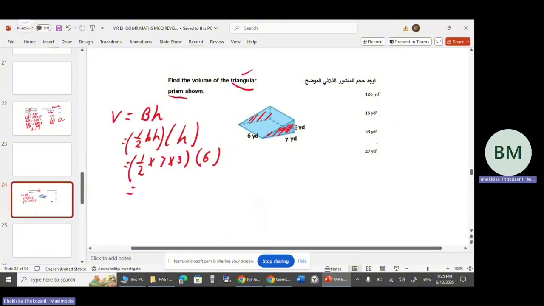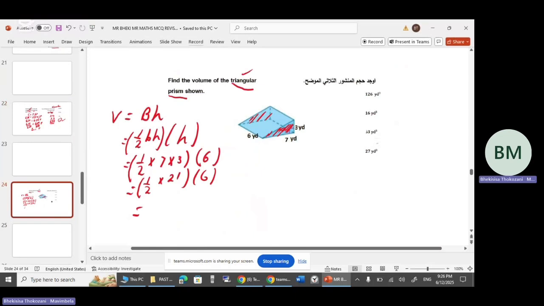So I like to work with these ones here in brackets. 7 times 3 will give us 21. So we have times 21. So here multiply by 6. Don't forget that one.